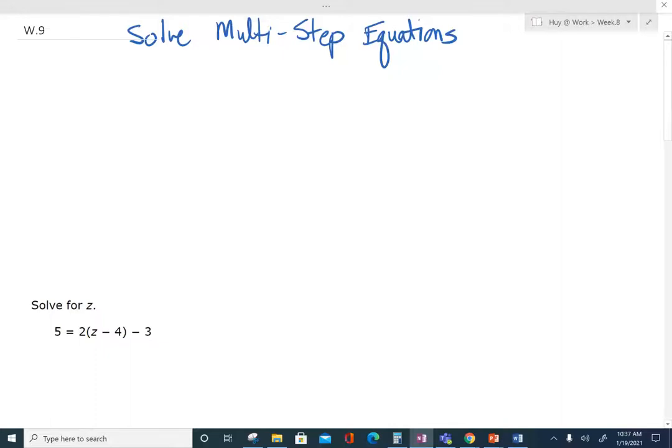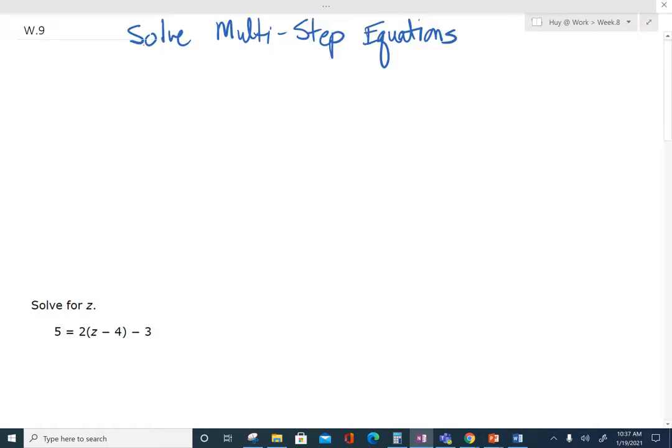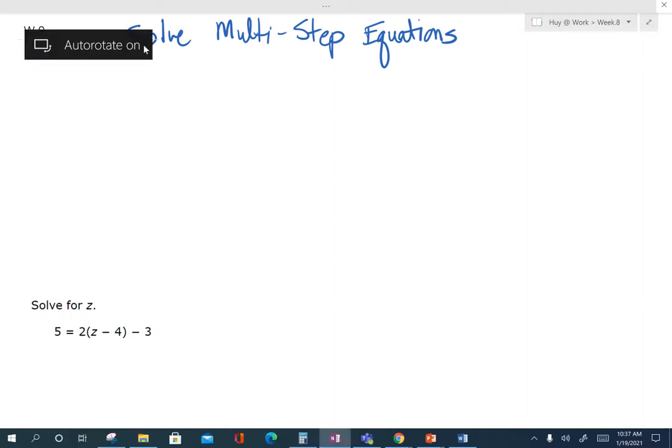All right, this is W.9, solve multi-step equations. This final lesson for this quarter is a review of all the equation type stuff we've been doing. My recommendation to you is to please recognize that the strategies we've been employing are going to be all the strategies that you're going to be using from here on out when you have equations.